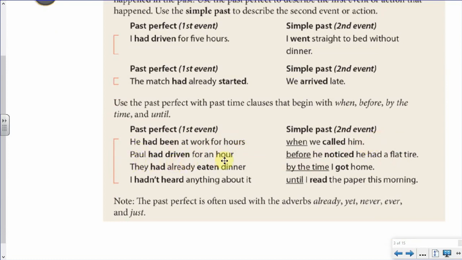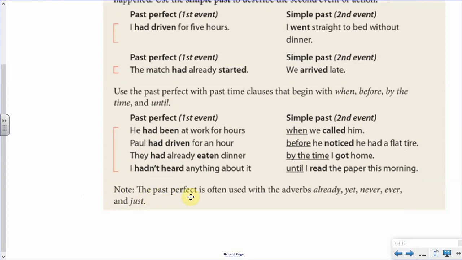Paul had driven for an hour before he noticed he had a flat tire. They had already eaten dinner by the time I got home. And then finally, a negative form, I hadn't heard anything about it until I read the paper this morning. So you can see here that the first action is here, the first event, because we have the past perfect. But we can actually put this secondly if we start with these time markers here.